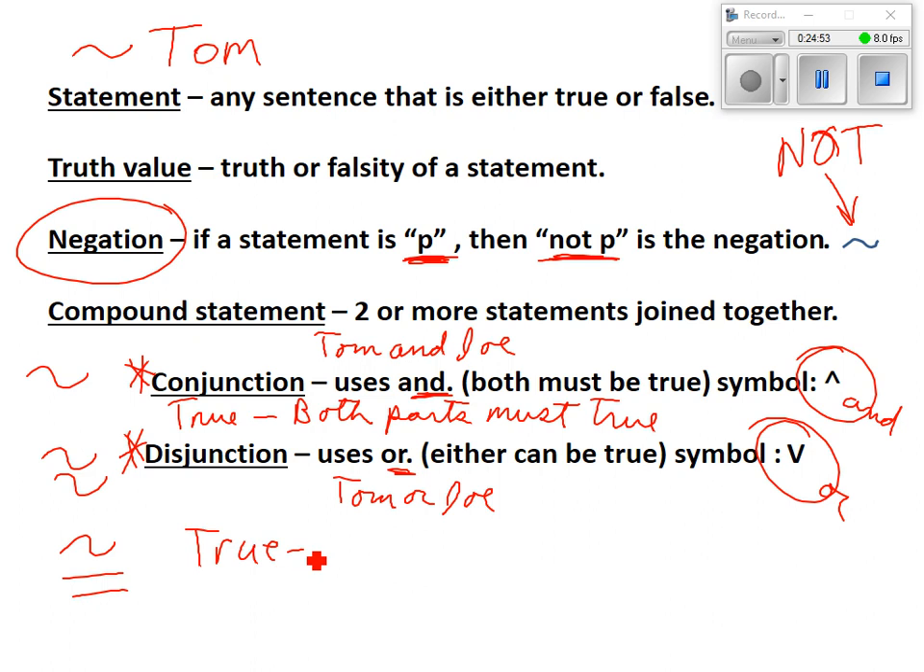For a disjunction, do both parts have to be true? All right. So just one part must be true. Conjunction, both parts have to be true. Disjunction, only one part has to be true.